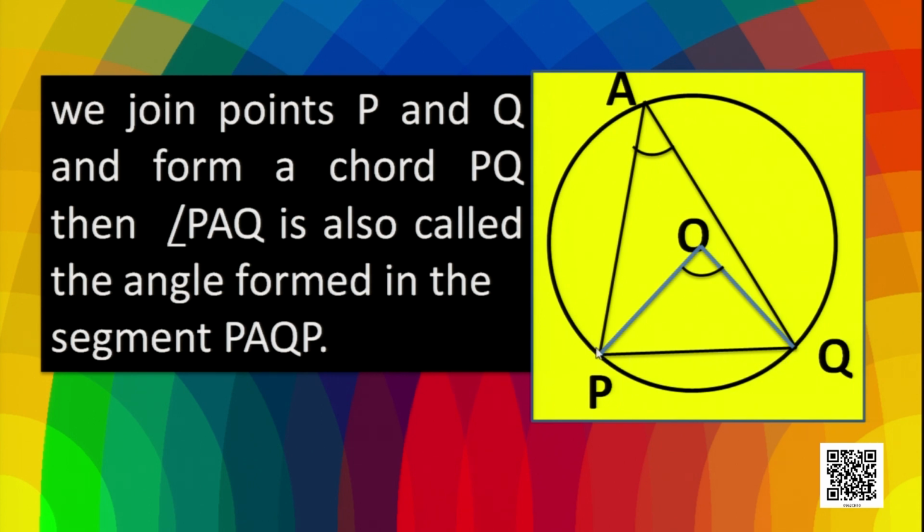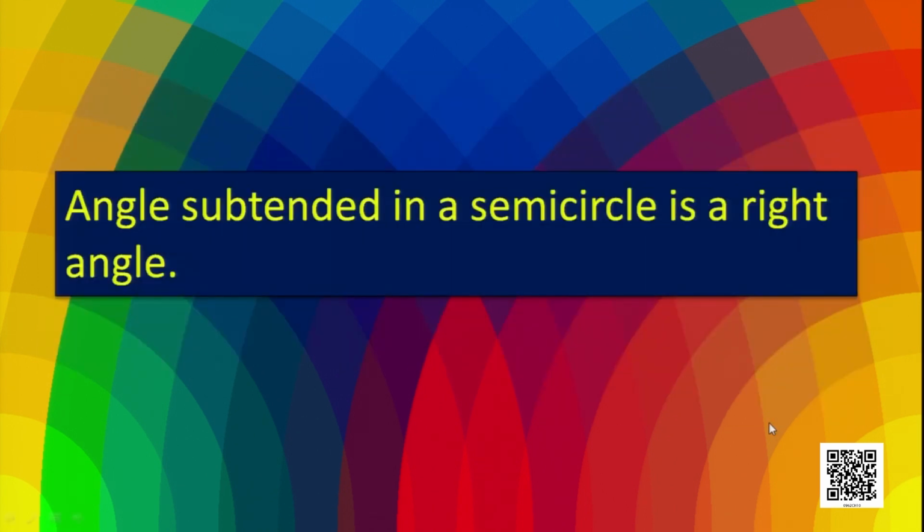We can say this angle PAQ is angle subtended by PQ in the segment. Okay? Now, this is the angle in the segment. Now you see, angle subtended in a semicircle is a right angle.